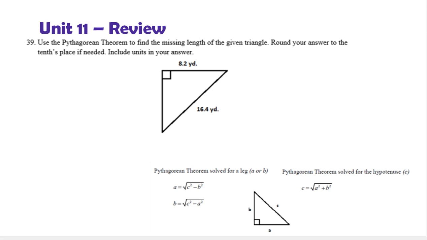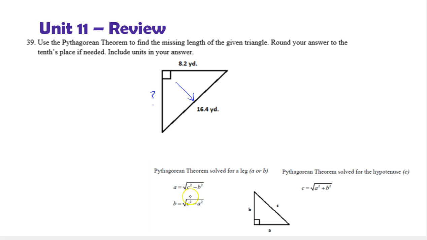Let's look at the next one. Use the Pythagorean theorem to find the missing length. So this is like the last one. Looks like this triangle is upside down, but don't let this bother you. All you need to do is locate the right angle. The side opposite is the hypotenuse. Notice we're given the hypotenuse. We want to find this side. Since it's not the hypotenuse, it's a leg.